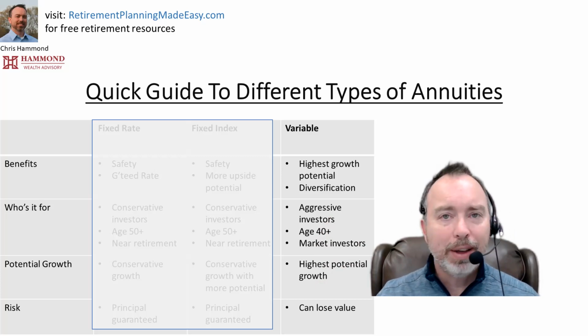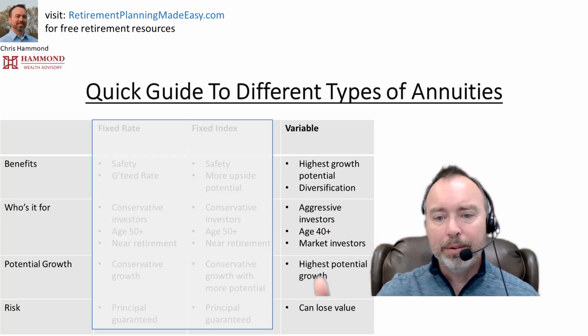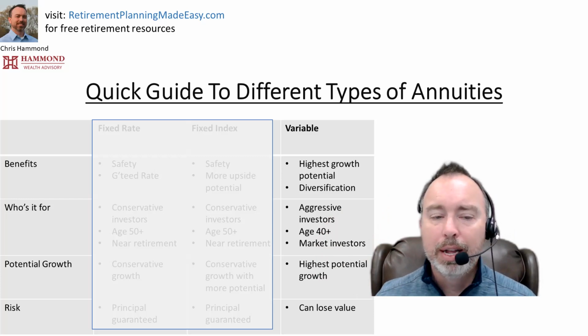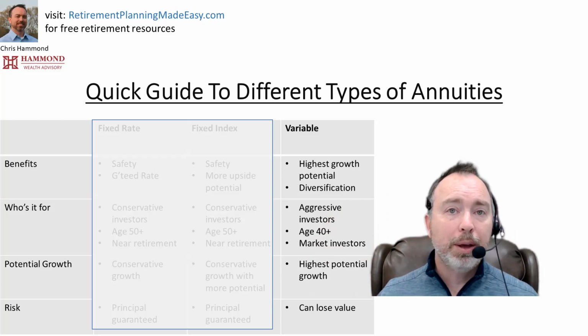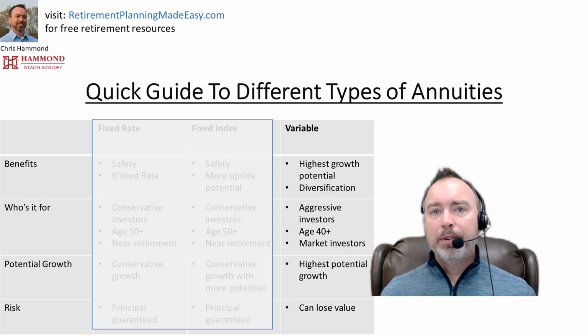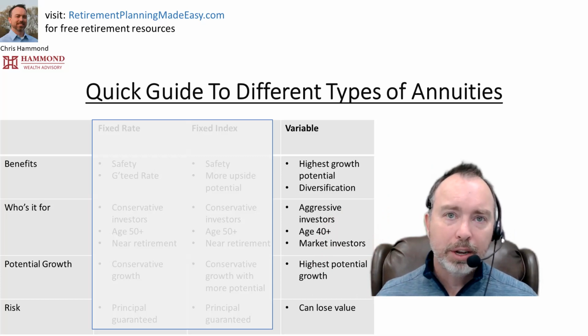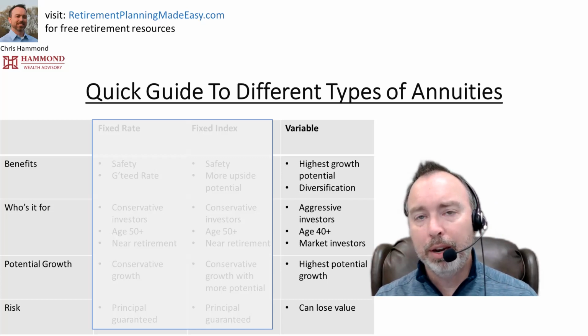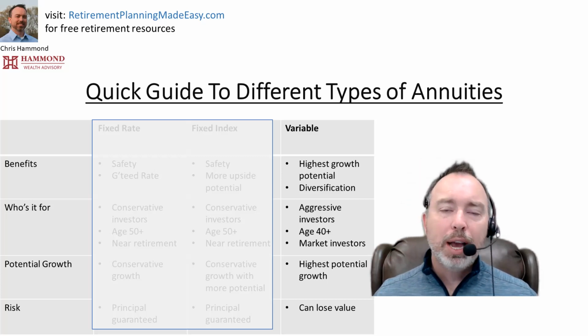The money can be invested in the market, which means it can go down in value, but that also is what gives it the highest growth potential. So the risk is you can lose value, but the upside is that you might have more growth potential as well. Now, one thing about variable annuities also is they can have an income rider attached to them if you want to have some guaranteed income in retirement as well. But you got to be careful.